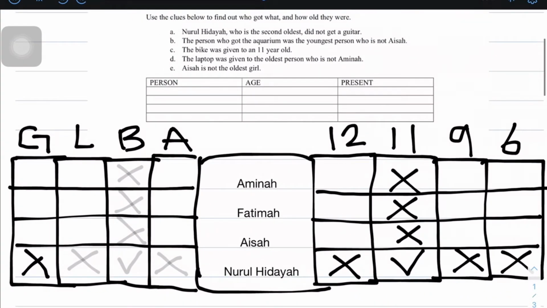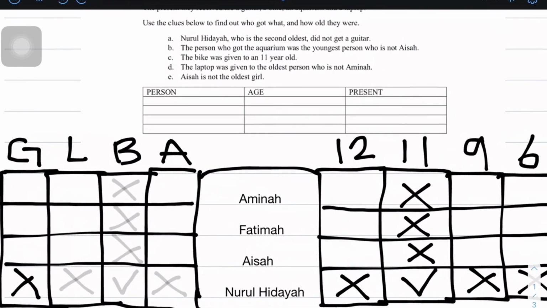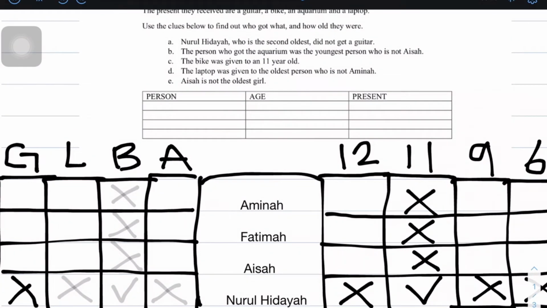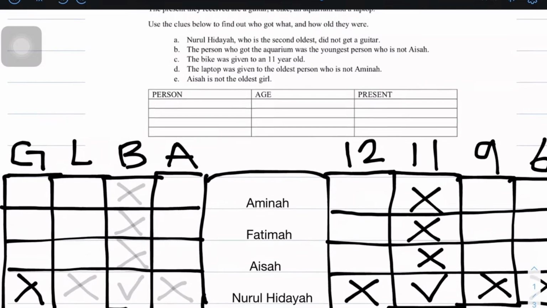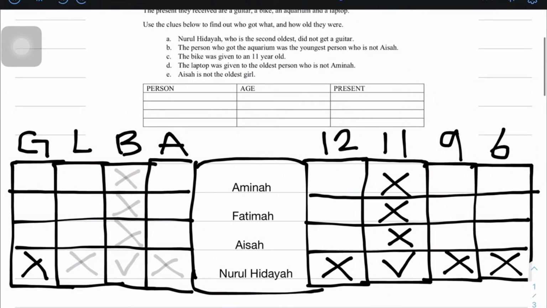It's okay, we move to clue C, which is the bike was given to an 11 year old. We know that Nurul Hidayah is 11 years old, so we take the bike column for Nurul Hidayah. Which means that the other presents will be incorrect for Nurul Hidayah, while the bike column will be incorrect for all of them besides Nurul Hidayah.